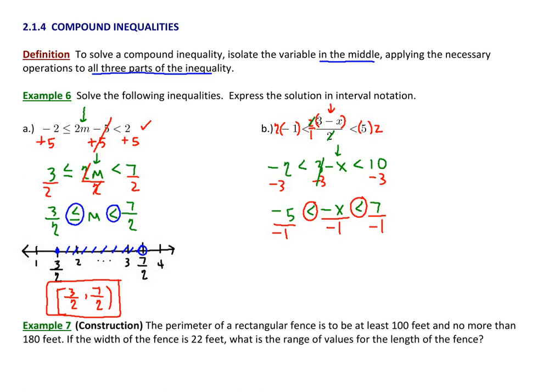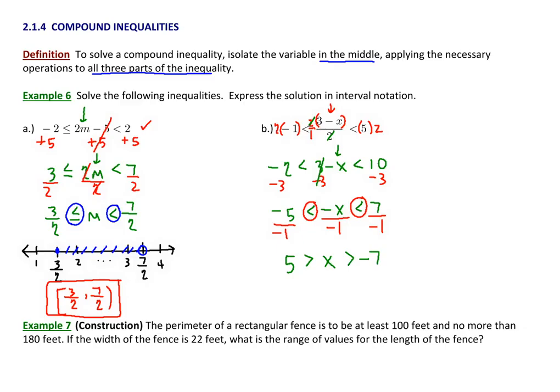So simplifying here, -5 divided by -1 is +5. I'm going to switch from less than to greater than. In the middle, we have just x. I'm going to switch this one from less than to greater than, and we have -7.